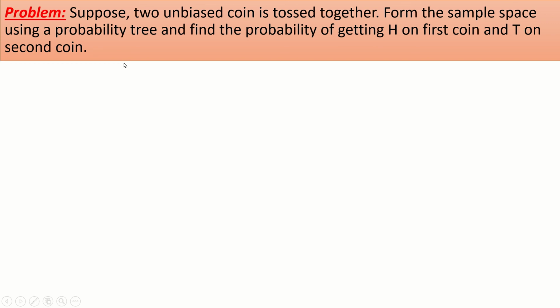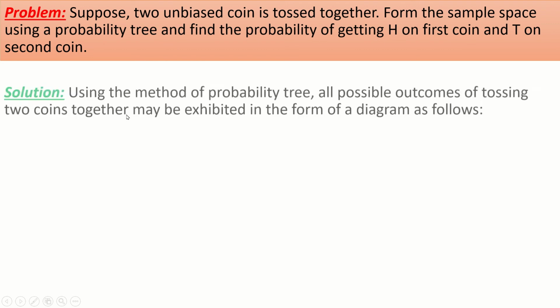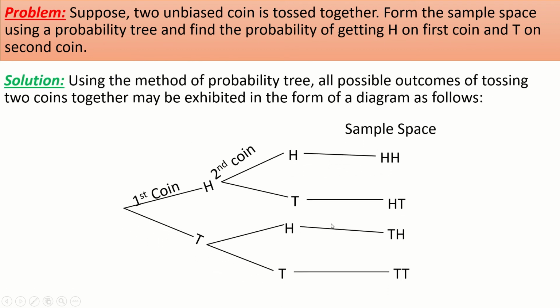Now follow the problem. Suppose two unbiased coins are tossed together. Form the sample space using a probability tree and find the probability of getting head on the first coin and tail on the second coin. Same, we have to draw this tree diagram using the method of probability tree. All possible outcomes of tossing two coins together may be exhibited in the form of a diagram as follows. I have explained a few minutes ago. Okay.